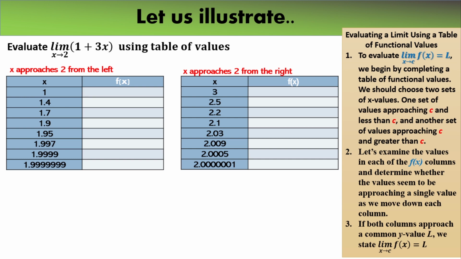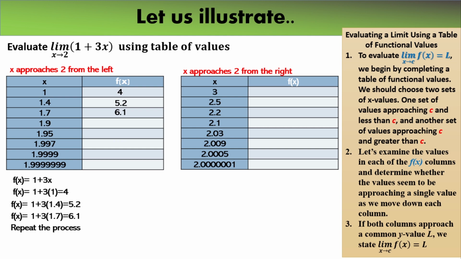So, let's start from the left. Kailangan natin i-substitute yung mga value ng x doon sa function natin, which is 1 plus 3x. So, let's start with x equals 1. So, f of 1 or f of x is 4. For x equals 1.4, ang f of x natin ay 5.2. For x equals 1.7, ang f of x natin ay 6.1. And then, ulitin lang natin yung process hanggang sa makumpleto natin yung table natin.